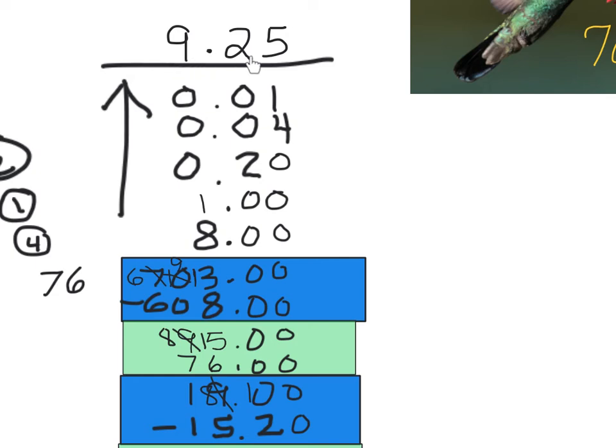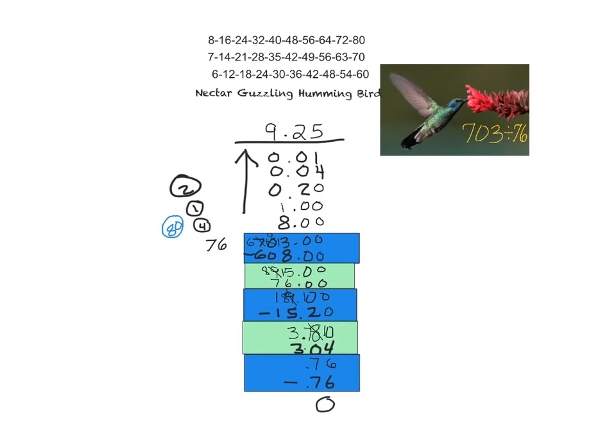Your answer is 9.25. So let's take a look at this again. I'm going to shrink this down. Your question was: this beautiful hummingbird is guzzling nectar from all the different flowers, this one in particular. And he guzzles 703 milligrams of nectar, and he does it in 76 hours. So your question is, on average, how many milligrams of nectar does he drink per hour? And he drinks 9.25 milligrams of nectar every hour. That, my friends, is how you solve this problem.